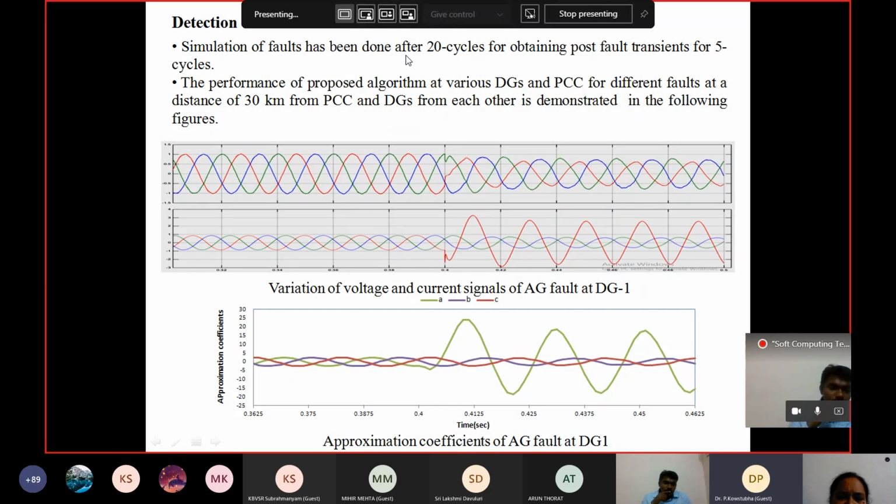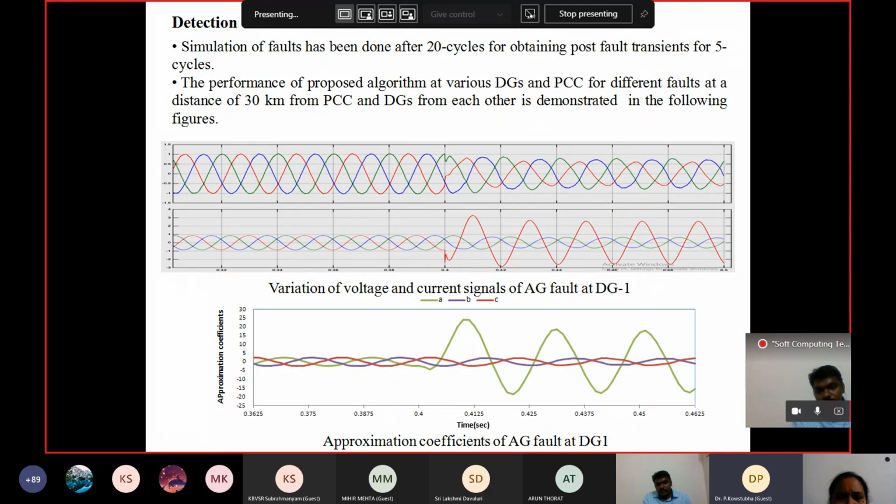Simulation of faults has been done after 20 cycles for obtaining post-fault transitions for 5 cycles. The performance of the proposed algorithm at various DGs and PCC for different faults at a distance of 30 kilometers from PCC and DGs from each other is demonstrated in the following figures. I have featured the plots for sample current signals and voltage signals, for approximation coefficients as well as the alienation coefficients. Here also, as in the case of the previous islanding condition, the fault is introduced at the 20th cycle only.